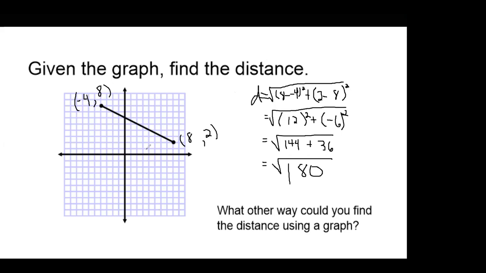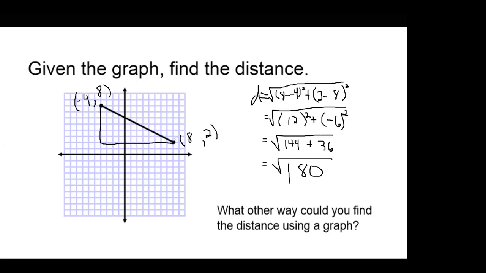Oh, I'm asking if there's another way that we can find the distance using a graph. So I got this on a graph here. Rise over run. Yeah, that's what you said over here. It's kind of like slope. It's not necessarily slope, but if I were to draw something like this, does anybody see anything? What type of triangle is that?